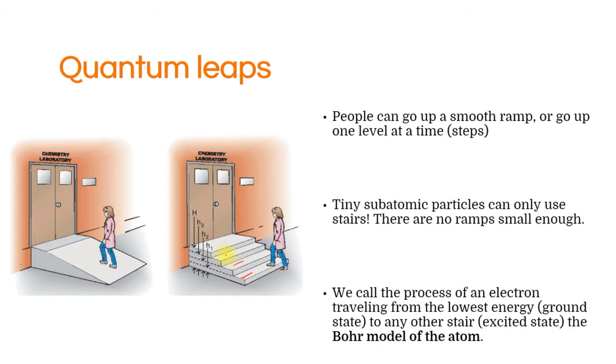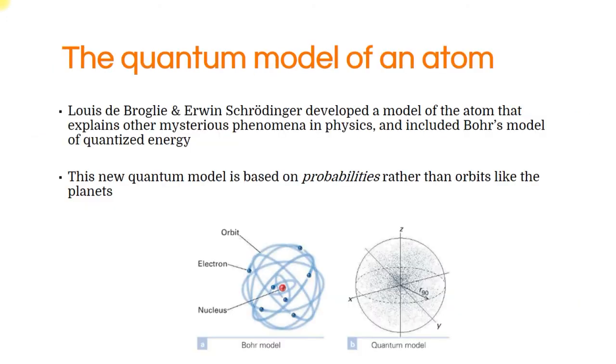Okay, so those steps we symbolize as little circles around the atom, indicating where the electrons can be. Okay, so it's very different. The quantized universe, the quantum universe, is very, very different from how we experience the regular world. It's really hard to imagine, but we do need to remember that it's true. So this idea of electrons existing in certain places is called the Bohr model of the atom.